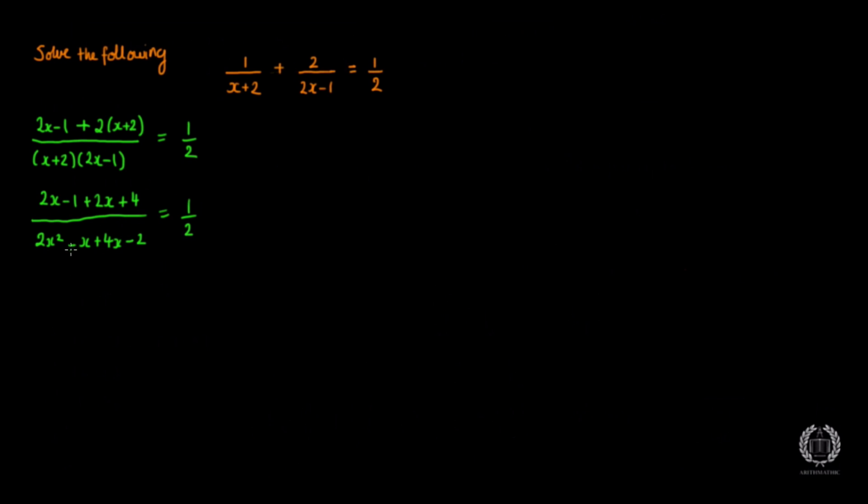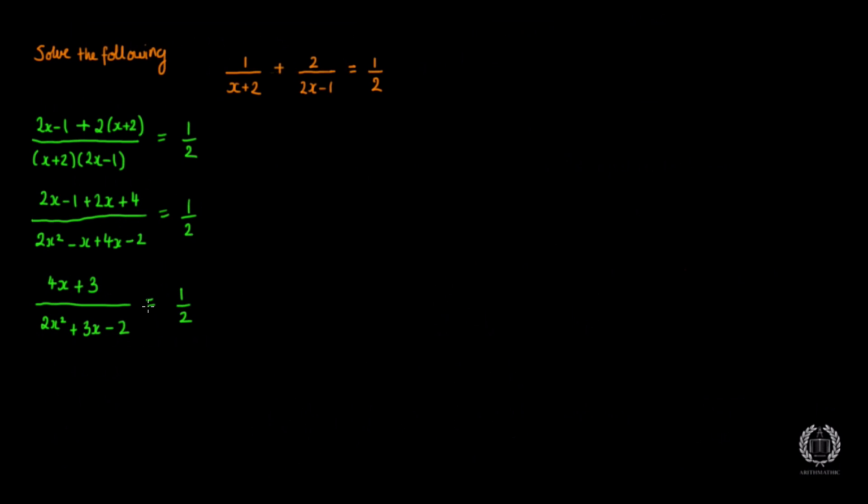And that is equal to half. Now if we simplify the top and bottom, 2x plus 2x is 4x, and then minus 1 plus 4 is plus 3. Over, 2x squared stays the same, and then minus x plus 4x is 3x, and then minus 2, and that is equal to half.